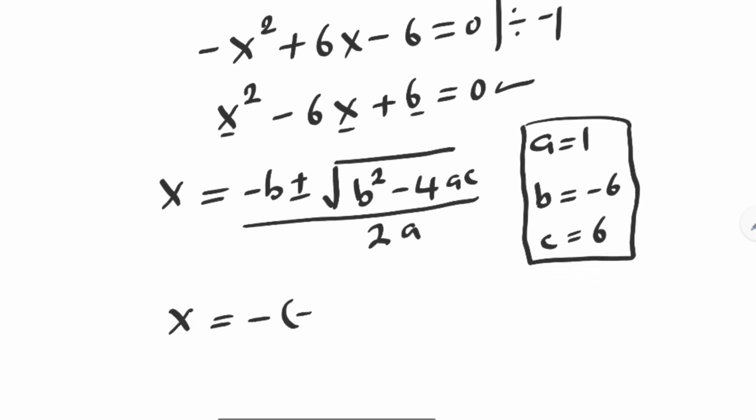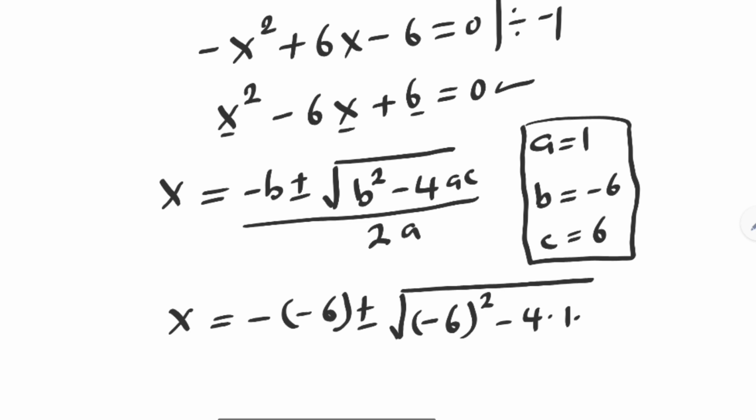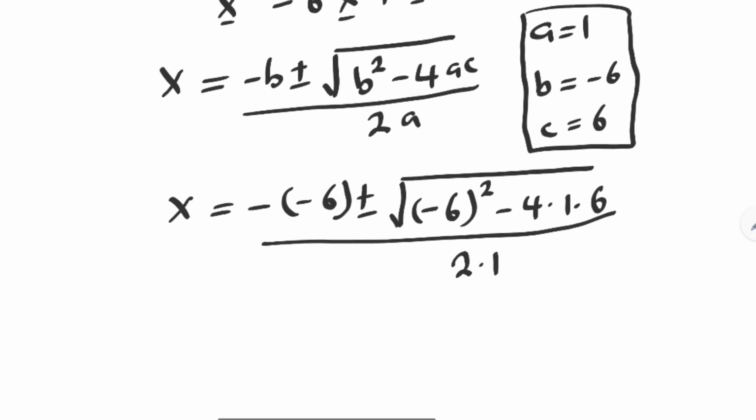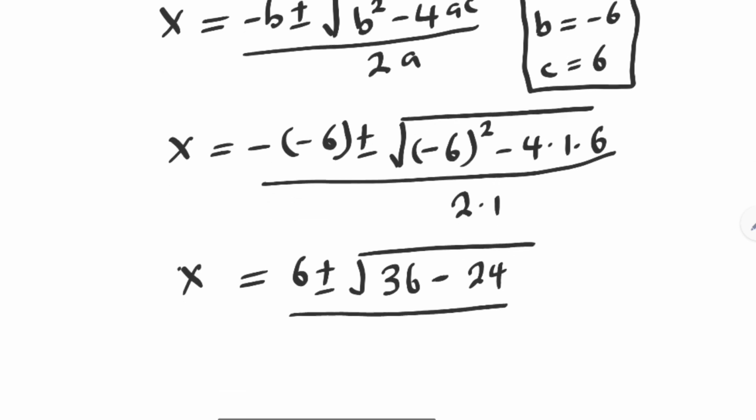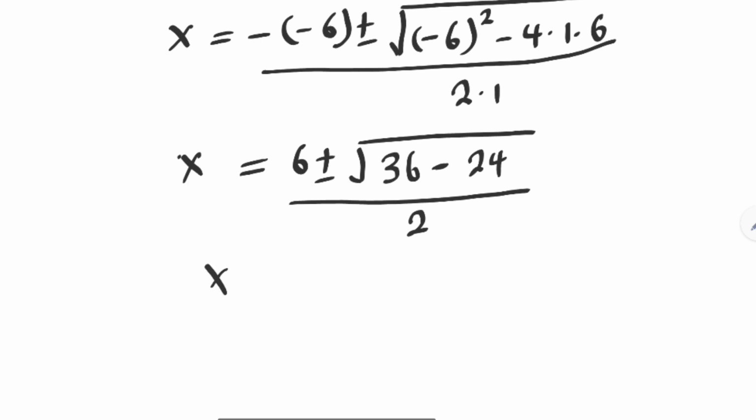x is equal to minus bracket minus 6 plus or minus square root of minus 6 squared minus 4 multiplied by 1 multiplied by 6 over 2 multiplied by 1. x is equal to minus times minus 6, this is 6, plus or minus square root of minus 6 squared, this is 36, minus 4 times 1 times 6, that is 24, over 2 multiplied by 1, 2. x is equal to 6 plus or minus square root of 36 minus 24, that is 12, over 2.